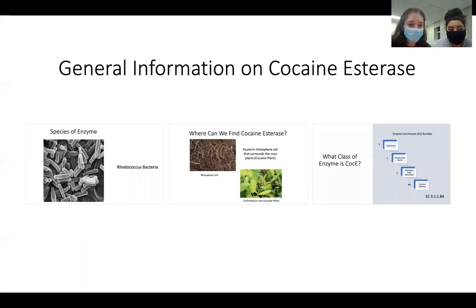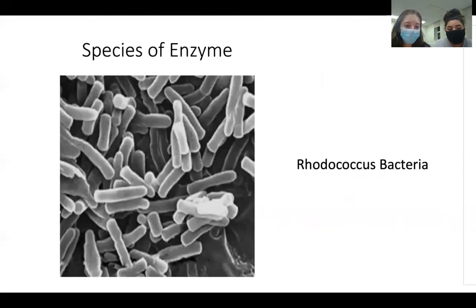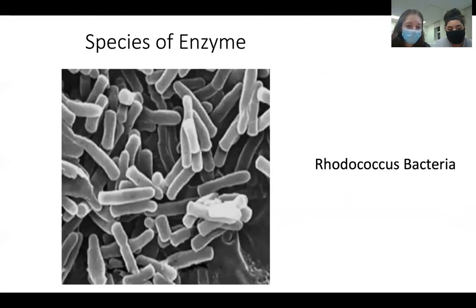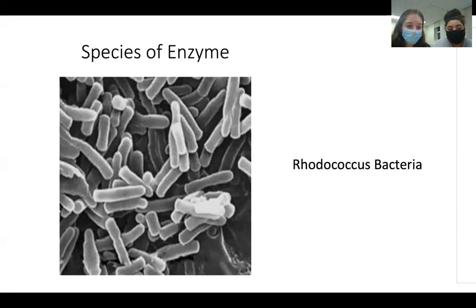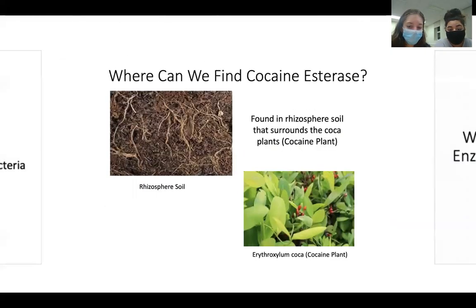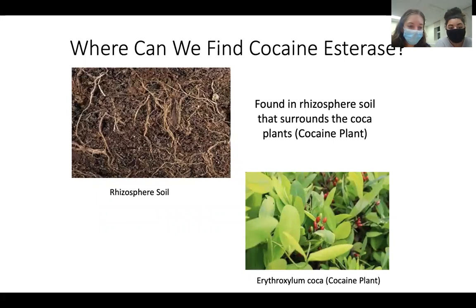So, general information. What is cocaine esterase? Cocaine esterase is an enzyme that comes from the bacterial species Rhodococcus. This type of enzyme is found in the rhizosphere soil surrounding the cocaine plant, also known as the Erythroxylum coca plant.